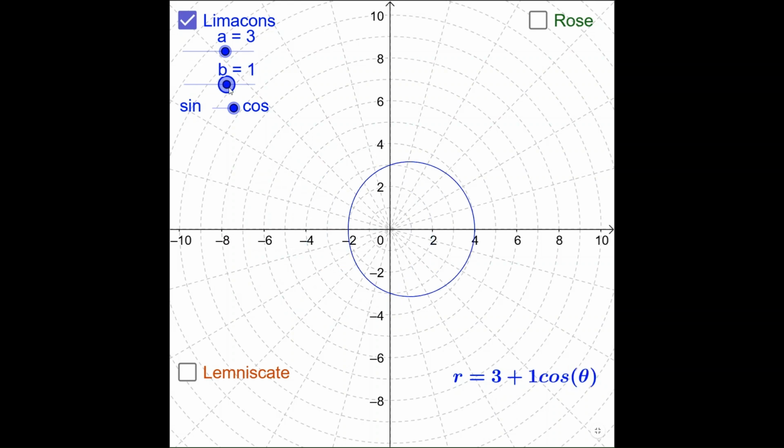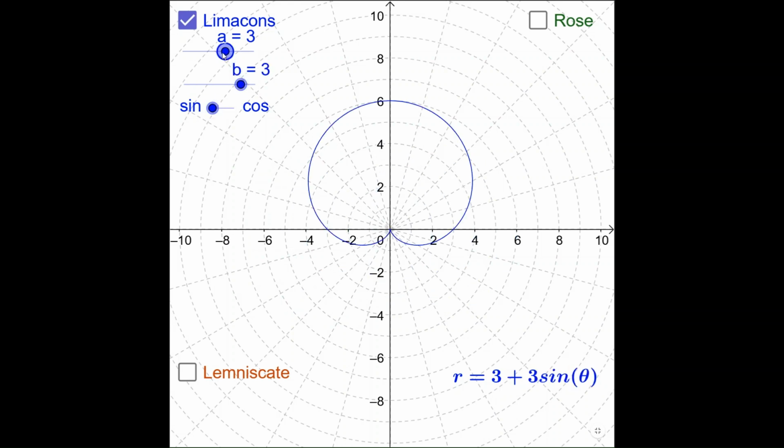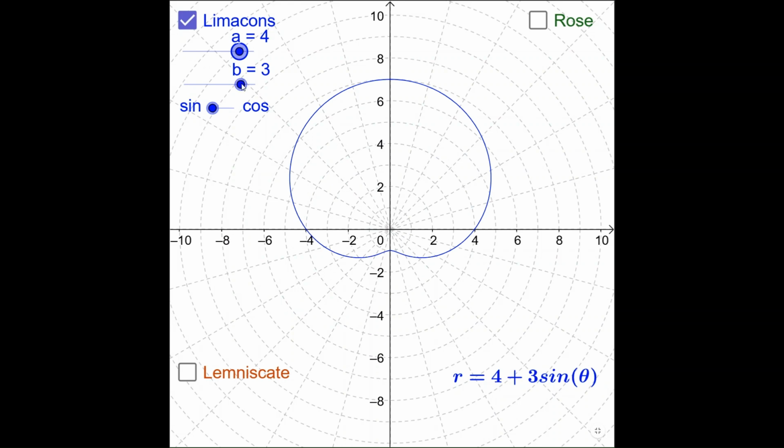And the same thing would happen if we had a dimple graph. Okay. So let's look at a dimple graph here. So say we have r equals 4 plus 3 sine theta. That's oriented on the y-axis. Now it's going to hit the x-axis at 4 because that's the a value. And if we do b plus a, we get 7.